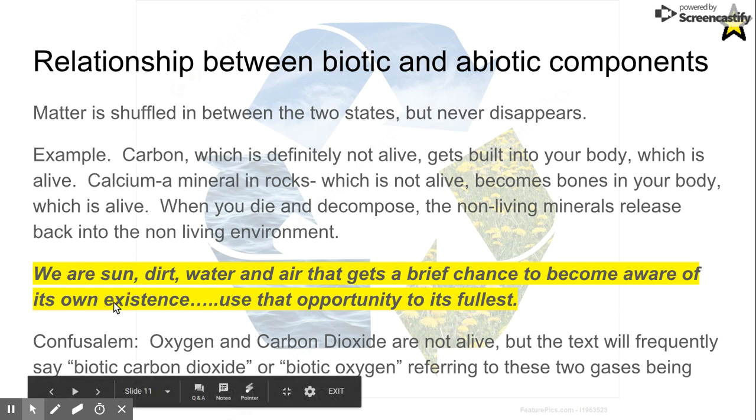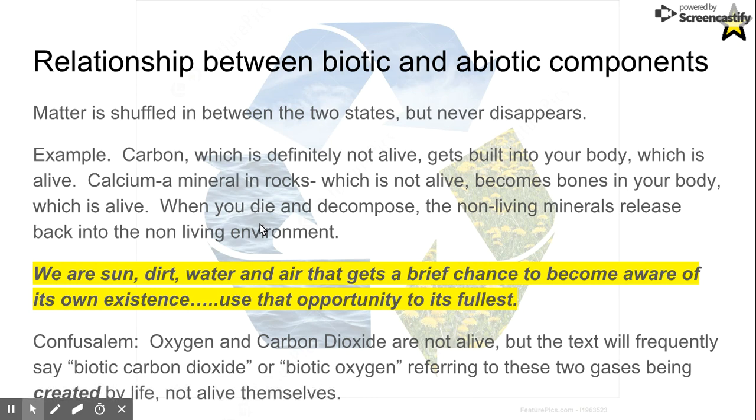So in a really weird way, I think that we're sun, dirt, water, and air that for a brief moment gets to know about its own existence. And I think that's pretty awesome.